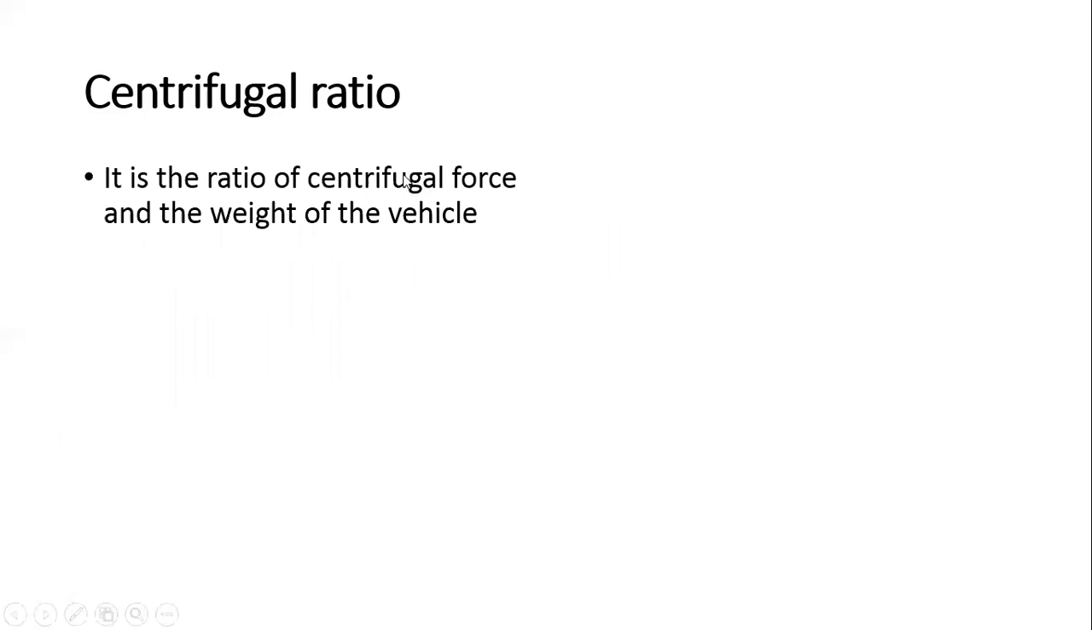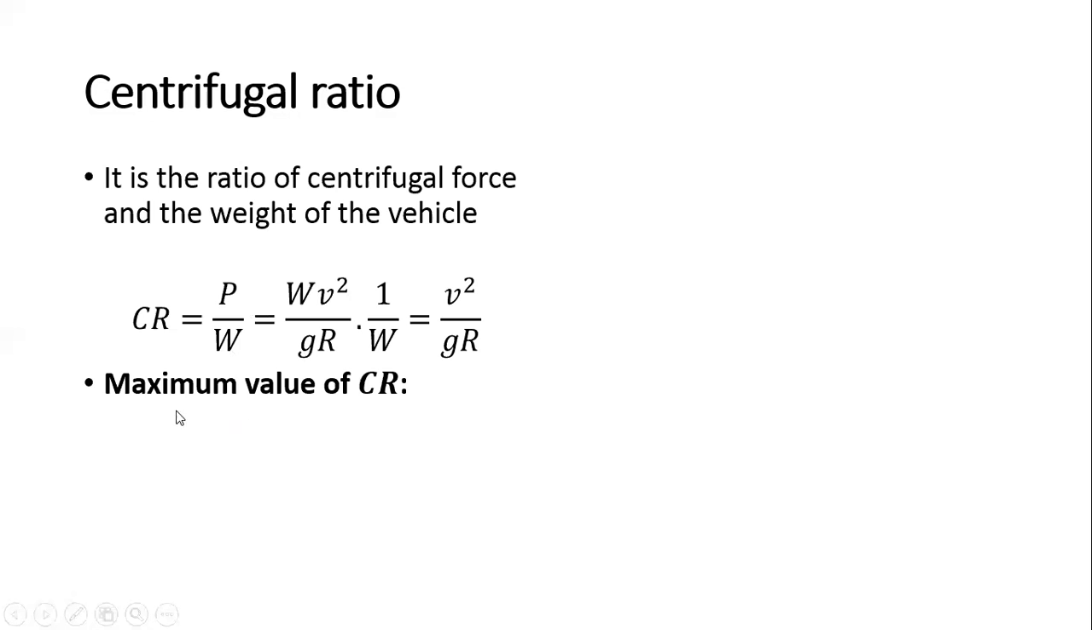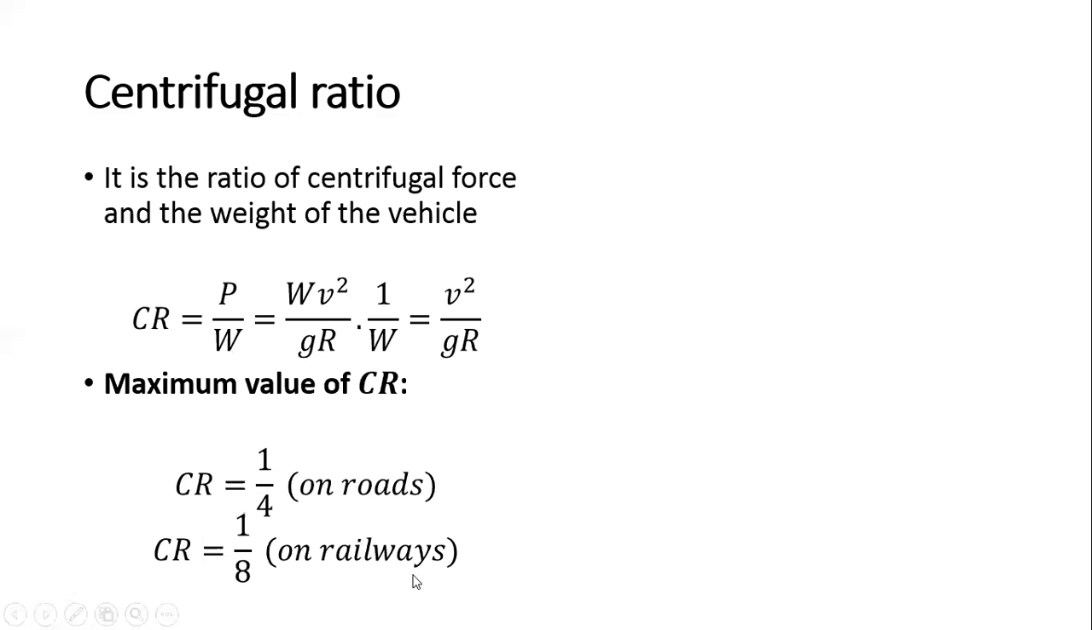It is the ratio of the centrifugal force which is acting on the outside to the weight of the vehicle. Now CR, centrifugal ratio, this is my centrifugal force, this is the weight of the vehicle. Centrifugal force, I already derived this relation, WV square over GR, this is my P here, and W here, 1 by W here. So W cancels out, we have V square over GR. So what is the maximum value of CR and why is it used here? The maximum value as per IS code is 1 by 4 on roads and 1 by 8 on railways. We have two values here for roads as well as for railways.